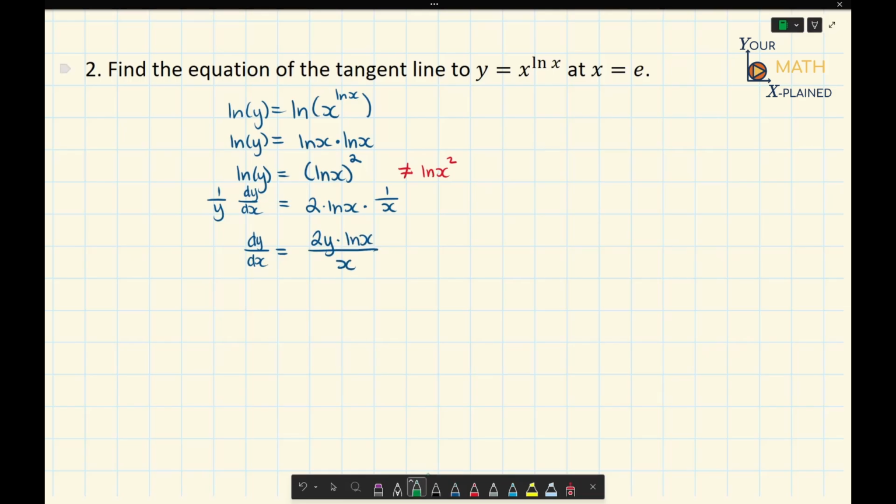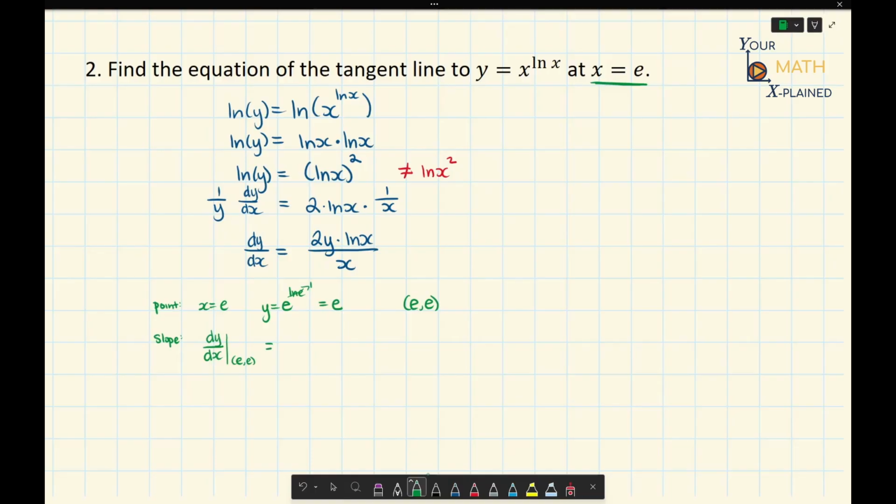And now we want to find the equation of the tangent line at x is equal to e. Which means we're going to need a point. So our point is x is equal to e, which means y is equal to e to the power of ln of e. And ln of e is just 1, so our y value here is e. So which means our point here is (e, e). And next, we need our slope. And to find the slope, we just need to calculate our dy/dx at the point (e, e).